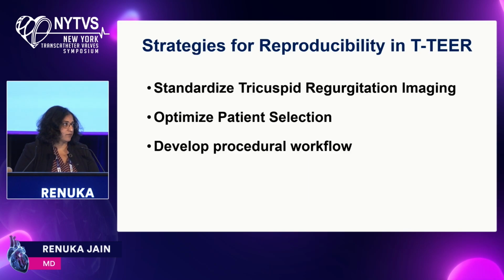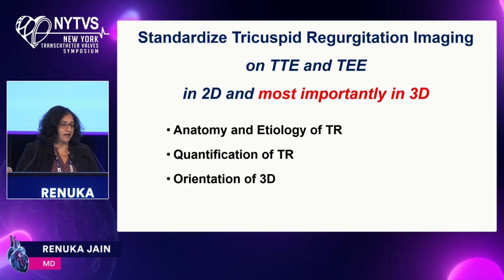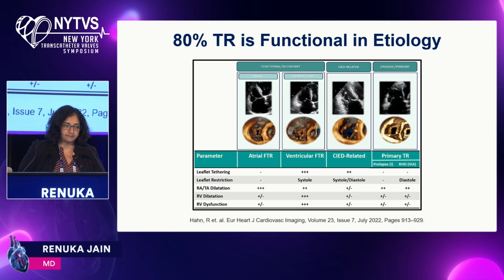So how do we achieve that reproducibility in TEER? Well, I think there are three strategies that are most significant. The first is to standardize tricuspid imaging throughout your lab. I'm an echo lab director. We spent a lot of time standardizing how we approach TEER among all of us, sonographers and physicians, on TTE, on TEE, in 2D, and most importantly, in 3D.